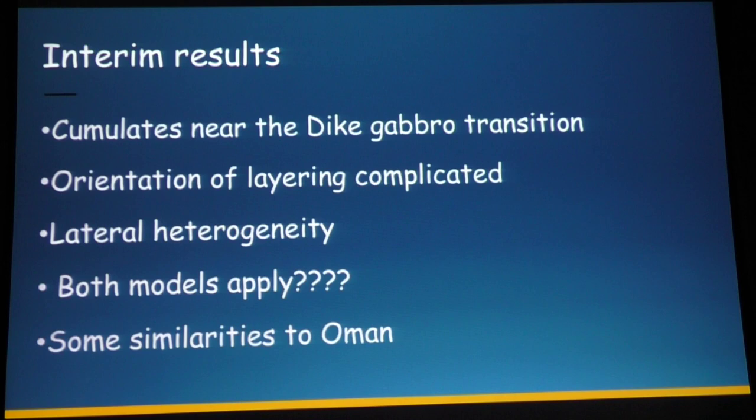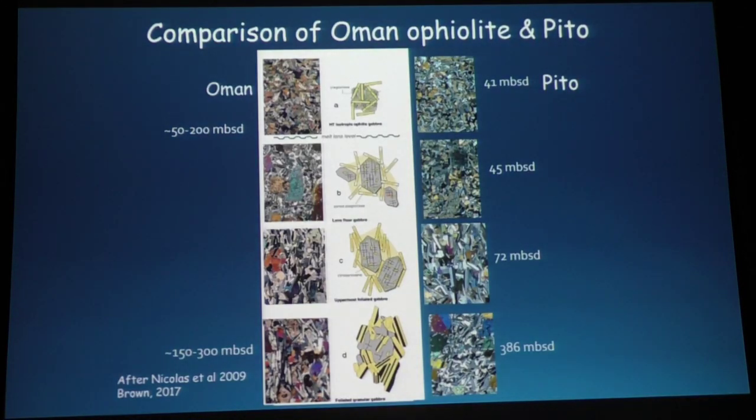And there's a big project going on at the moment, the Oman drilling project, where people have been drilling holes into Oman. It's going to be hard to see this picture, but here's some published work on Oman from 2009, with different depths. So this is 50 to 200 meters below the dikes, 150 to 300 meters, different pictures of thin sections. Here's the rocks we're seeing at Pito. You can kind of match them one to one.